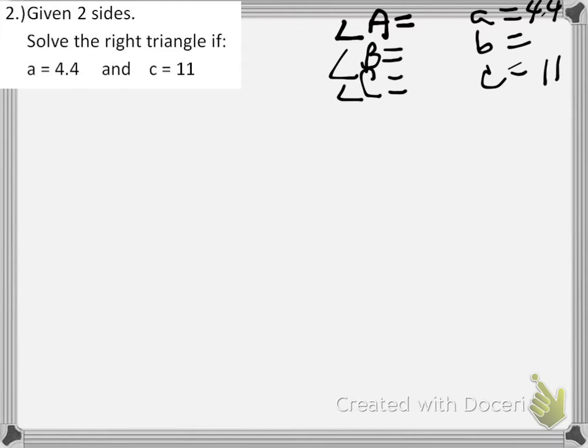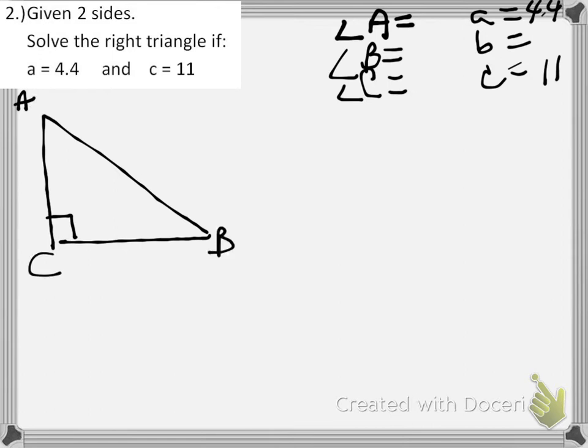So step 1 tells me to draw my triangle. So I'm going to draw my triangle right here. Doesn't matter which way that you want your triangle to face, as long as it is a right triangle. I tend to make this angle A, angle B, and angle C, and this side A, side C, and side B. Okay, so we did step 1.